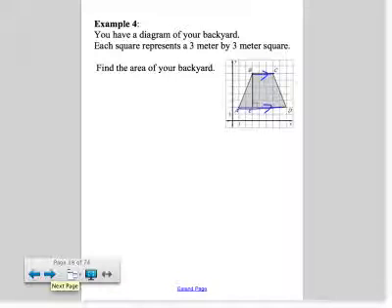So let's see here. I have 1, 2, 3, 4, 5, 6, 7 squares. Each one's 3, so that's 21. 1, 2, 3 squares. Each one's 3, so that's 9. 1, 2, 3, 4, 5. So the height's 15. And so again, trapezoid.